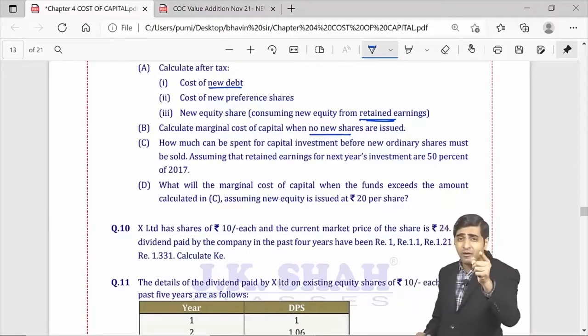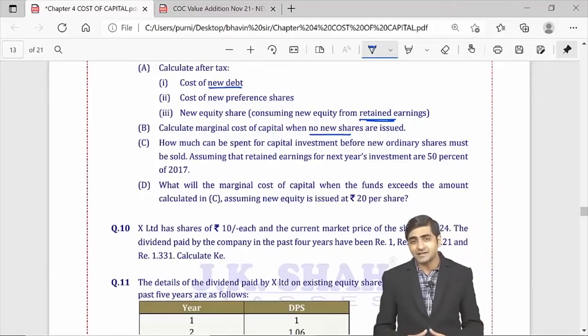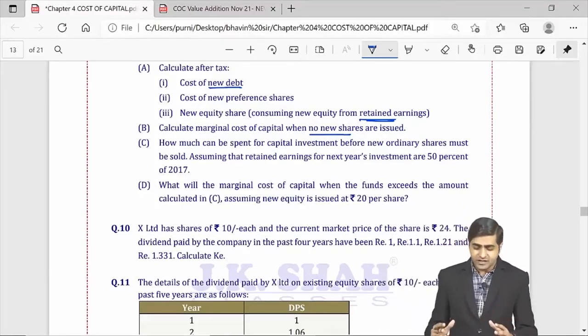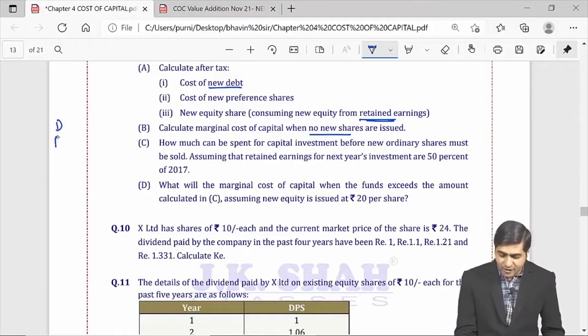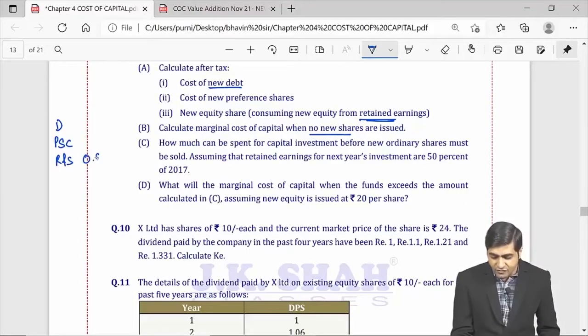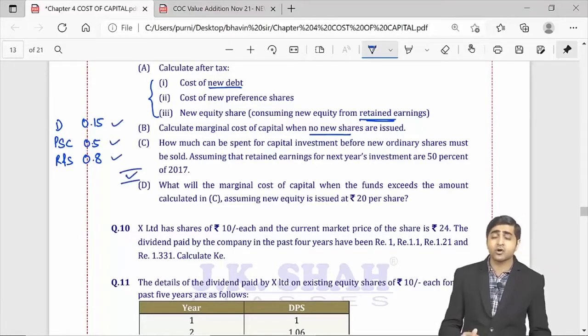And what is the optimum weight of equity shareholders? That optimum weight is nothing but 80%. So guys, here we are going to have your debentures, preference share capital, and your reserves and surplus, the weights of which will be 0.8, your debentures 0.15, and your preference shares 0.05, and whatever cost we calculated in the A part will be multiplied with this, and the final answer will give you your overall cost of capital.